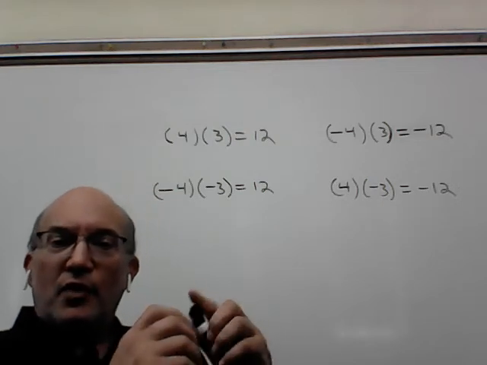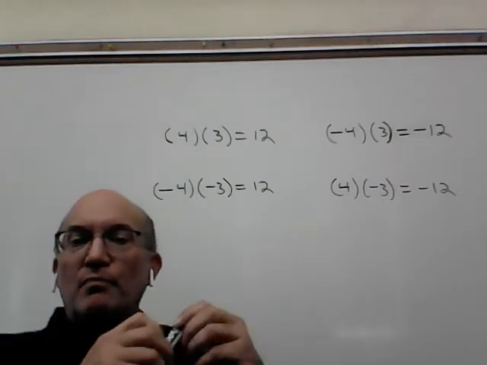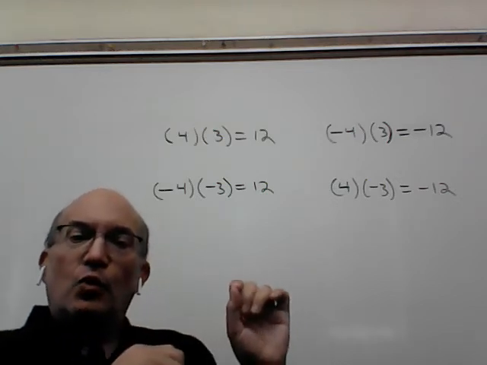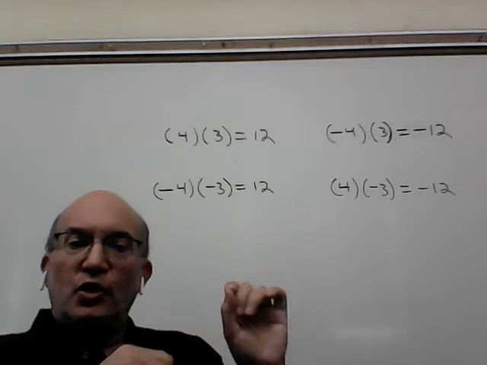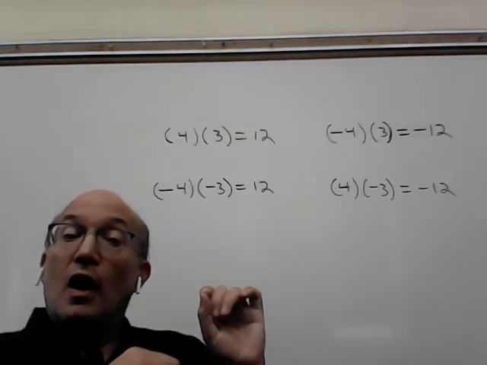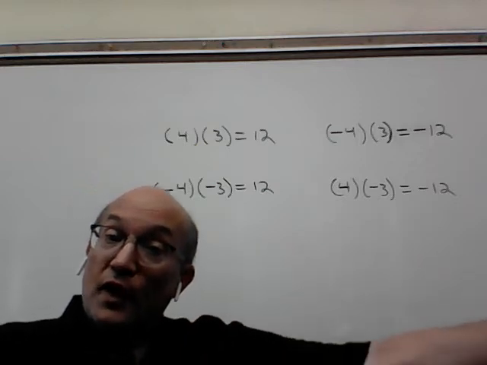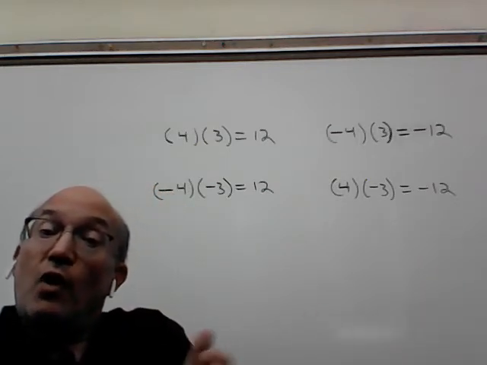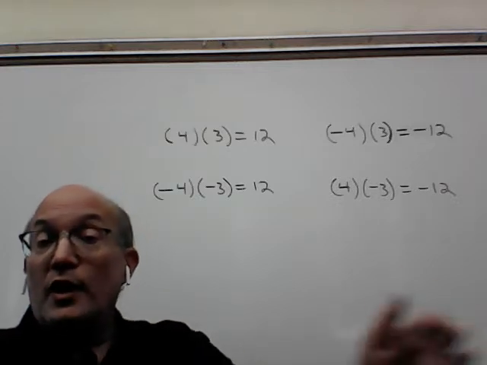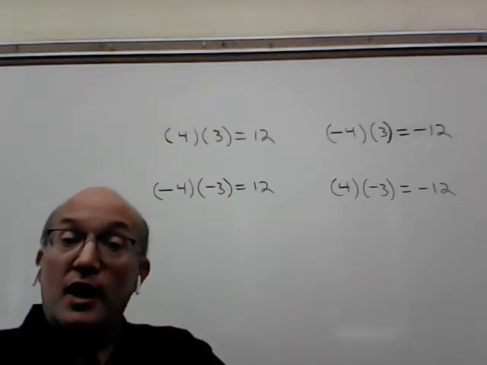Hello, rising 7th graders. We're going to revisit a topic from late in 6th grade. In this particular video, we're going to focus on the multiplication and division of integers. Integers, of course, are the whole numbers, 0, 1, 2, 3, 4, 5, and so on, together with their opposites. 0 is its own opposite. The opposite of 1 is -1. The opposite of 2 is -2.